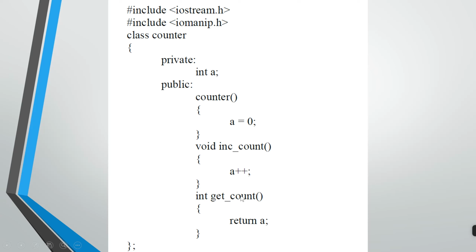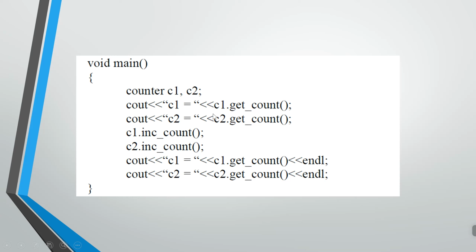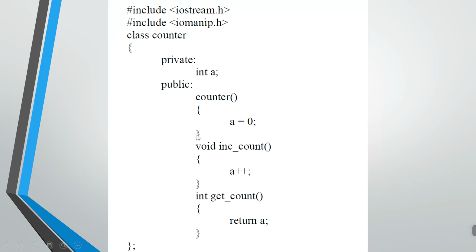So what do you mean by get count? So the value of a will be displayed. Currently the value of a, because of the constructor, it is 0. C1.a is also 0. C2.a is also 0 because both have initialized its attribute a to 0. So whenever you get a count of a, it becomes 0.